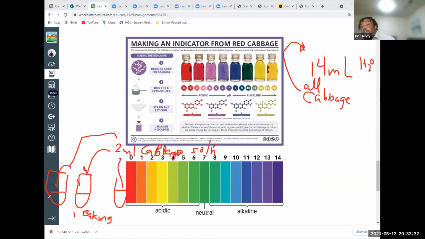But you can just add it directly to the Kool-Aid, because all you want to do is get an idea of the pH of your Kool-Aid. How much Kool-Aid do we need in the 2 mLs of the cabbage? You put in 5. You already have. Put in 5. Okay.